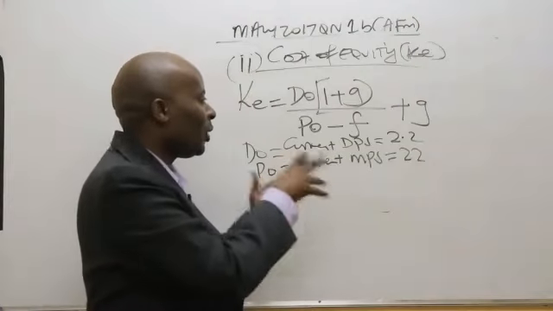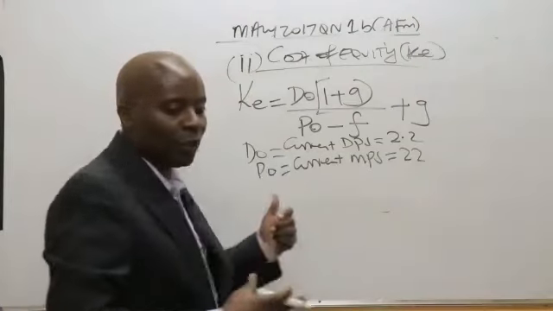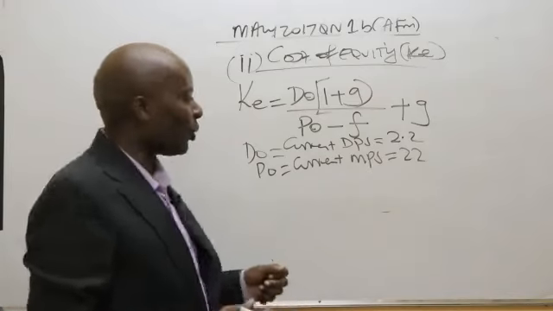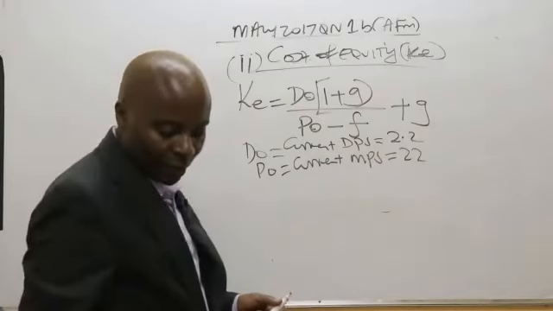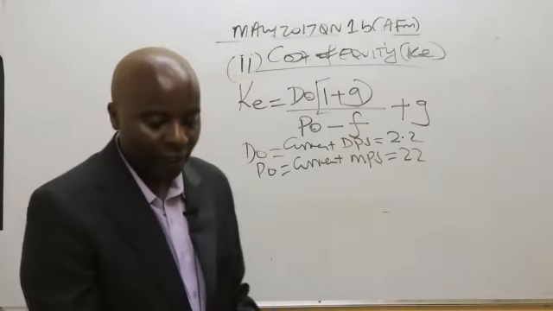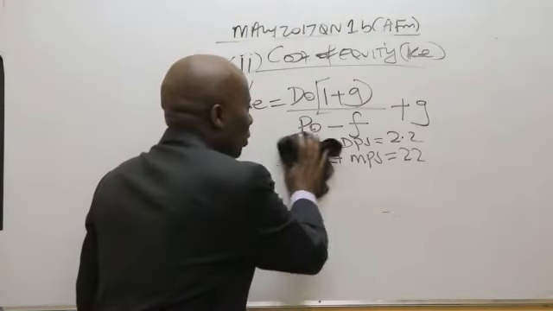So if G is 5%, could you kindly come and plug in these figures in this formula for you to be able to give us the cost of equity?